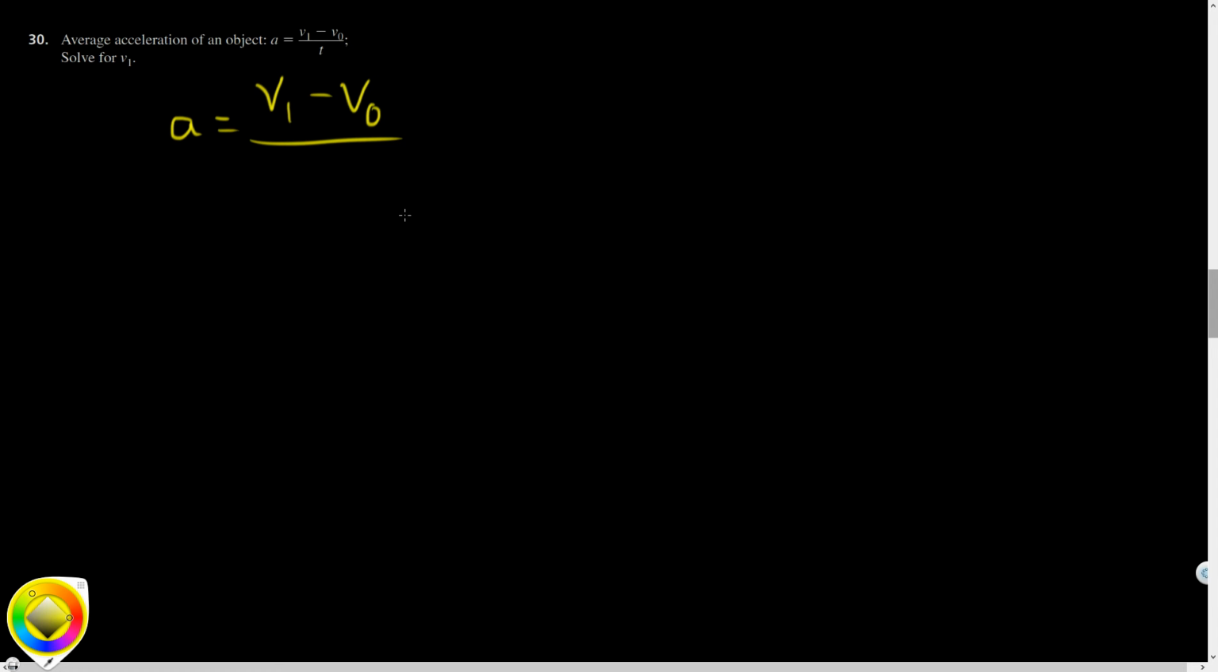But anyways, a equals V1 minus V0, or V sub 0, all divided by t. All right. So I want to solve for V sub 1. This problem's tricky, friends. What are your guys' thoughts? How could I solve this for V sub 1?